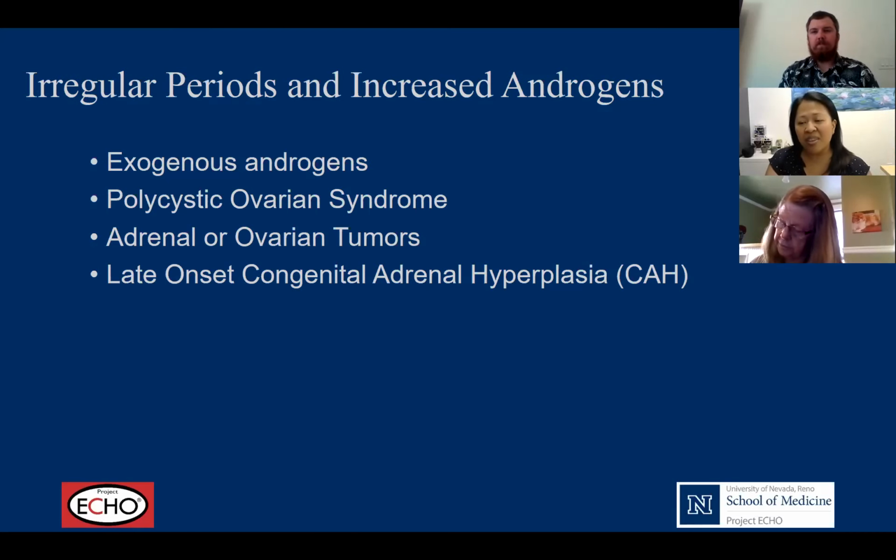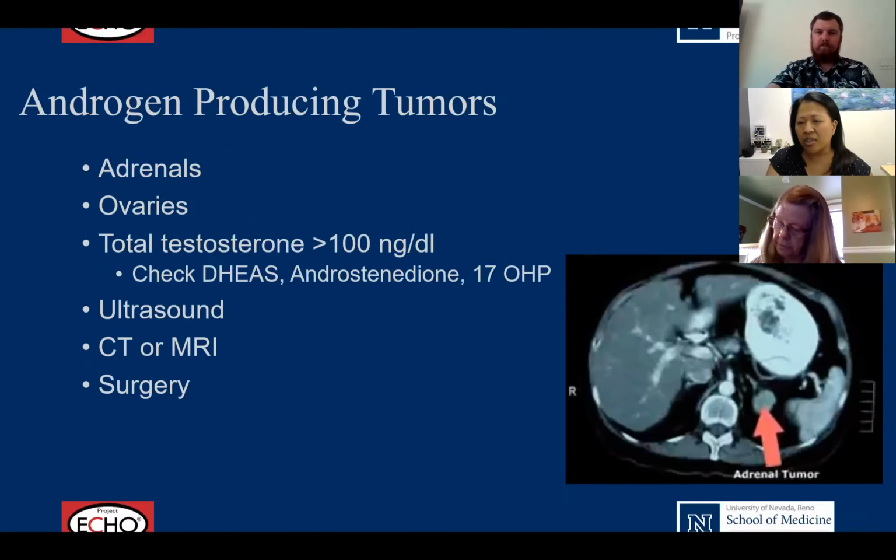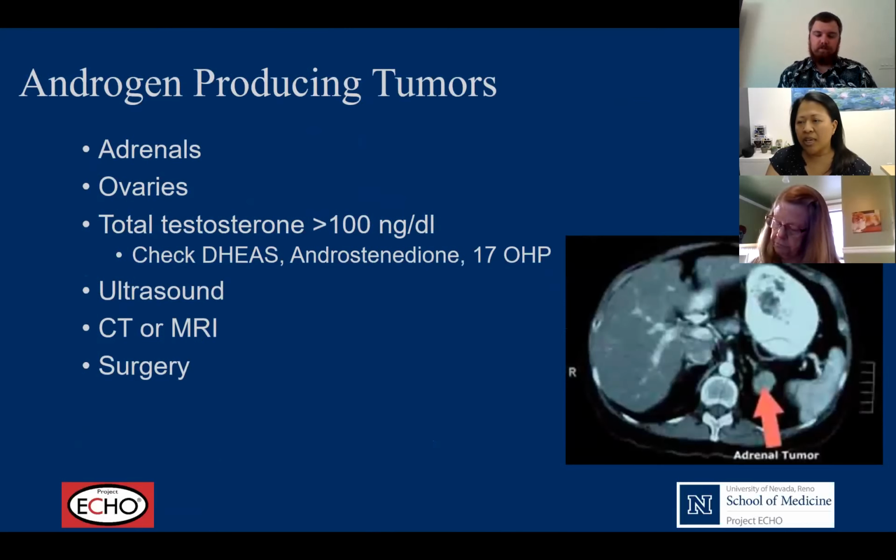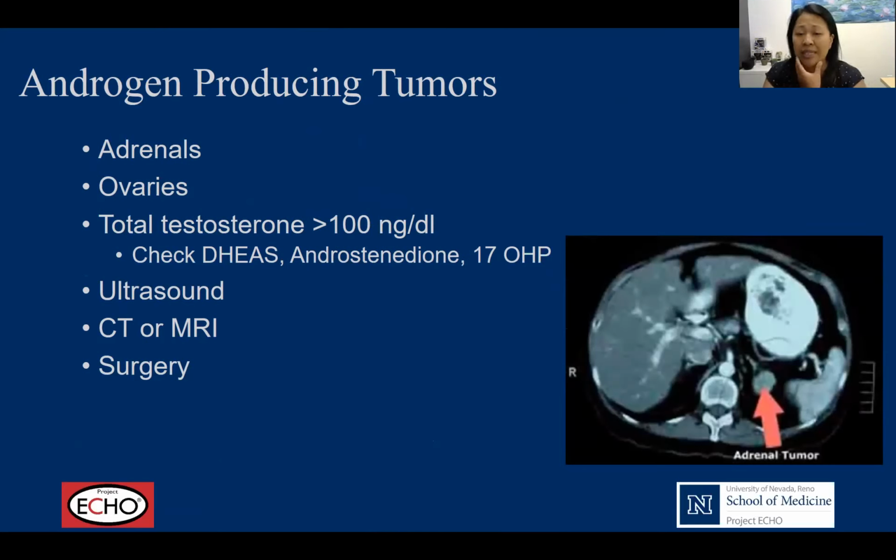PCOS is the most common thing. Adrenal or ovarian tumor is less common, and then late onset congenital adrenal hyperplasia is the other part of your differential. So when you look at androgen producing tumors, they could be from the adrenals or the ovaries. When you do your lab work and you are concerned about an androgen producing tumor, usually the testosterone is up to 3 times more than normal, as opposed to PCOS, which is higher than normal, but not to that degree.